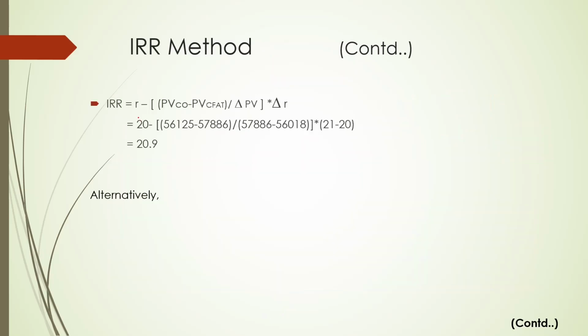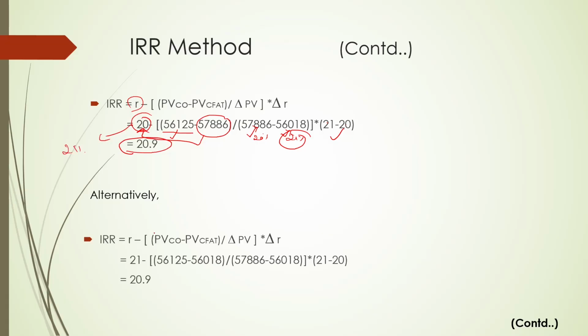Substitute in the formula, taking R as 20%. Substitute the values. You know that 56,125 is common. This is the present value of cash flow after tax at 20%, right? And this is the lowest interest rate, and this is the highest interest rate. This is at 20%, and this is at 21%, right? Substituting in the formula, 21 minus 20, you got the value as 20. If you take R as 21%, then what is the answer? Same, you are going to get 20 point something.